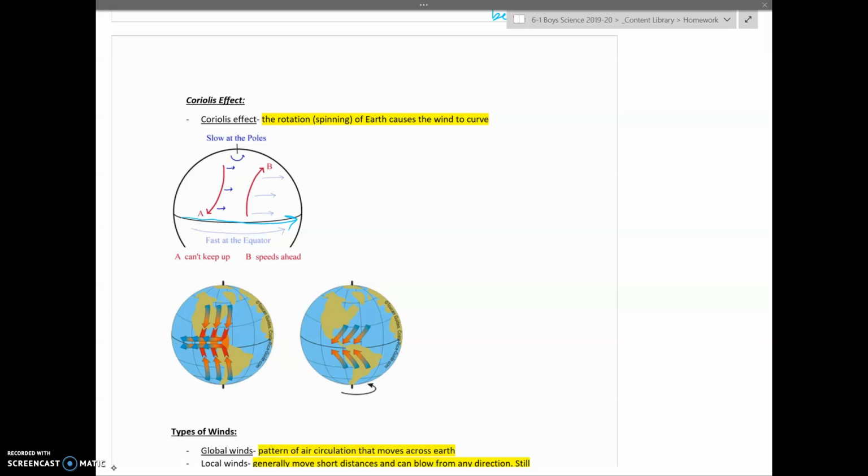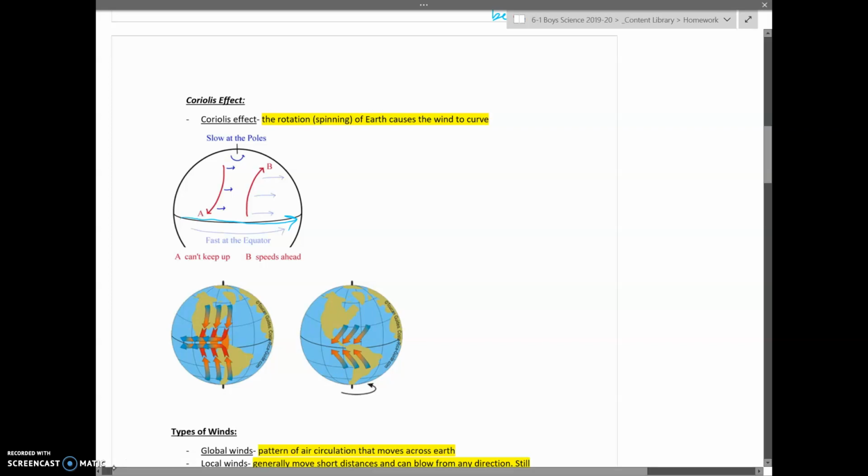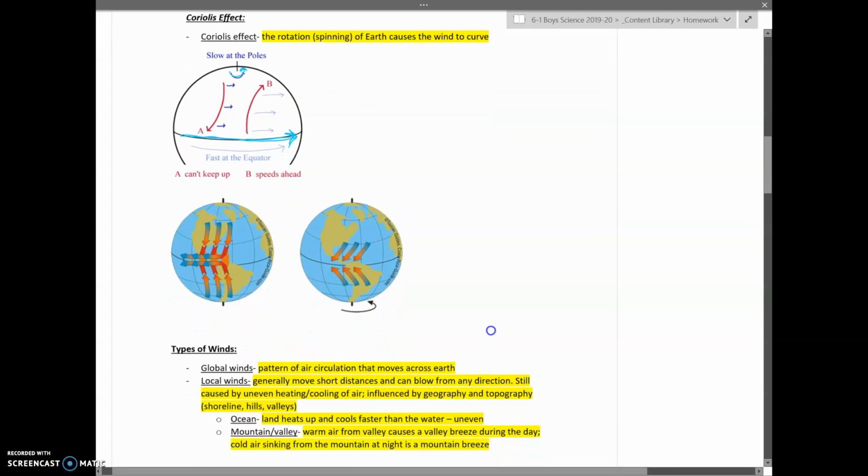So because the Earth is spinning and rotating, that means that the air is moving faster at the equator, where it has a long distance to go, and not quite as fast at the poles because it has a shorter distance to go, and this causes winds to curve. We will talk more about this in a later unit.